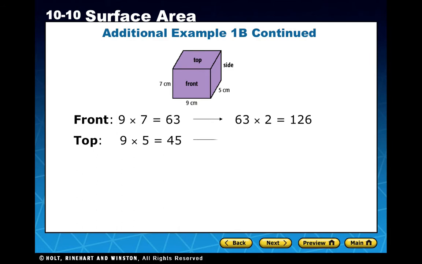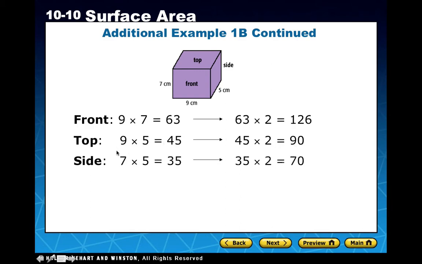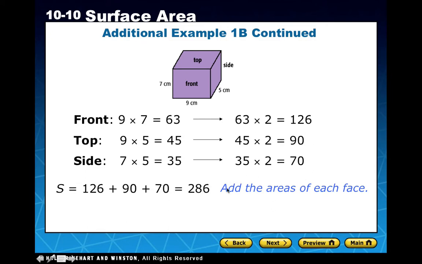Okay, so area of the front is going to be 9 times 7, and we're going to multiply that by 2 to get the front and back. For the top, we have 9 times 5, it's 45, times 2 will give us the top and bottom, gives us 90. And for the sides, we have 7 times 5, which is 35 times 2, gives us 70 for the sides. So we add those 3 numbers together, and we will get 286, which gives us a total surface area of 286 centimeters squared.